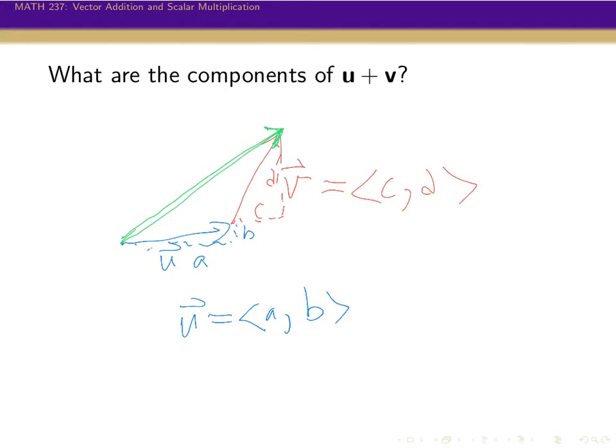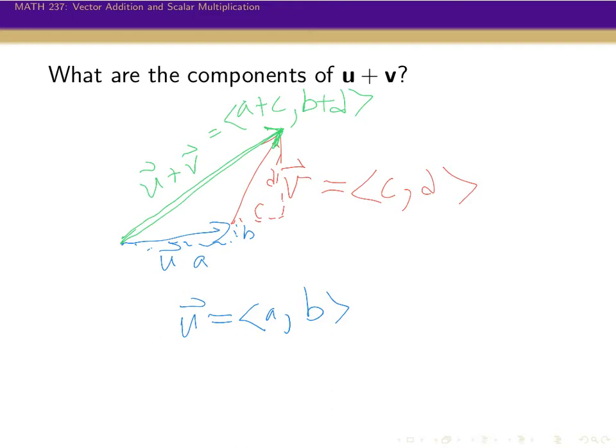So starting at U, going along U, then attaching V to the end up here, that's our vector U plus V. If we're looking at the components of this, how far in total to the right did we go? Well, we went to the right a when we did U, and then when we did V, we went c more. So the x component of this is going to be a plus c. And then what about the y component? When we did U, we went up b, and then when we did V, we went up d more. So the total amount we went up was b plus d.